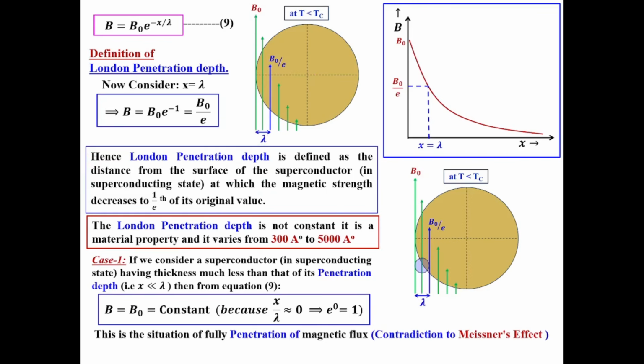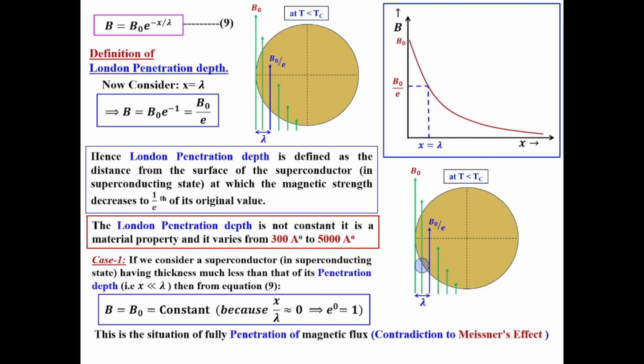London penetration depth is not constant. It is a material property, and it varies from 300 angstrom to 5000 angstrom, that we know. For one material it will be 300 angstrom, for another material it will be 5000 angstrom. It varies. It is a material property.